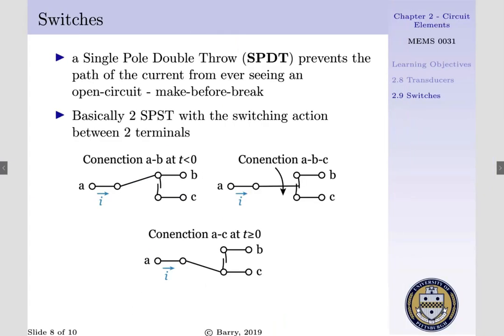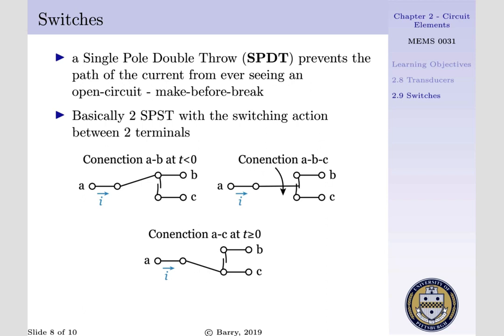Another common switch is a single pole double throw, or SPDT switch, that prevents our current from ever seeing a 0 value, and this is often referred to as a make before break switch. You can think about a single pole double throw as two single pole single throw switches acting between two terminals of interest. That is, this is represented below.